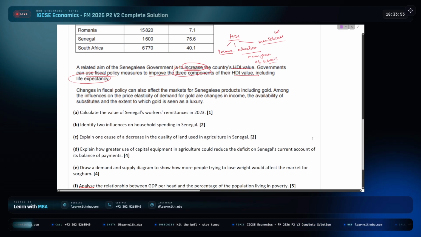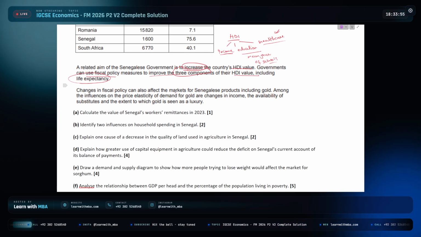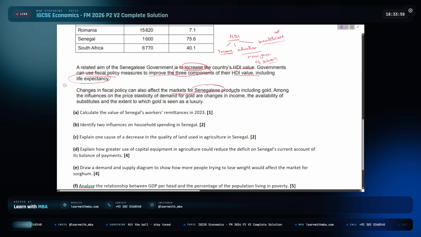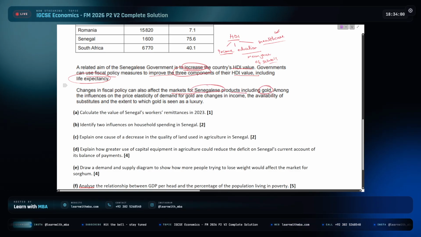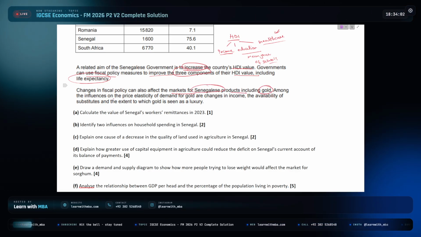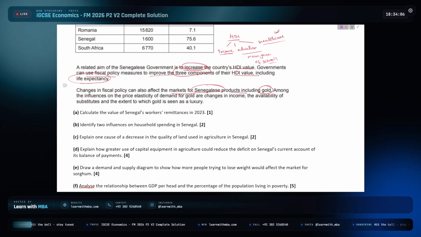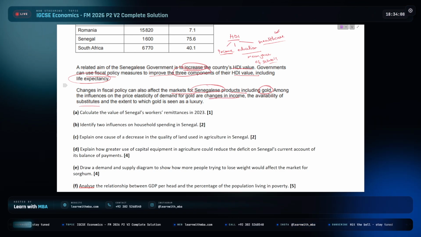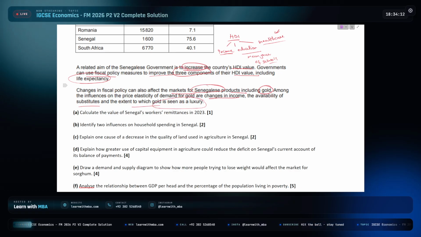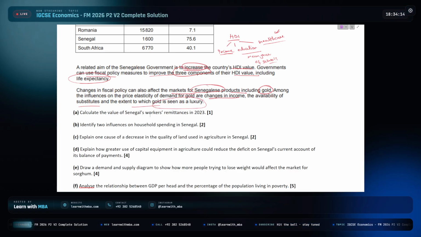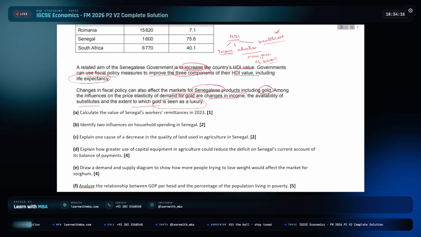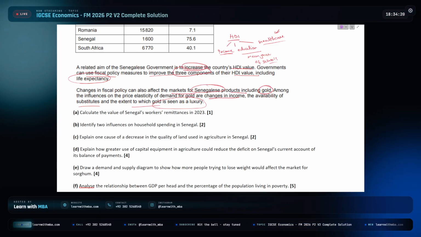Then it says that changes in fiscal policy can also affect the markets for Senegalese products, including gold. Among the influences on the PED of gold are changes in incomes, availability of substitutes, and the extent to which gold is seen as a luxury. So this in general is the case study that we currently have. It's not a very technical case, but it's somewhat an easy case study.